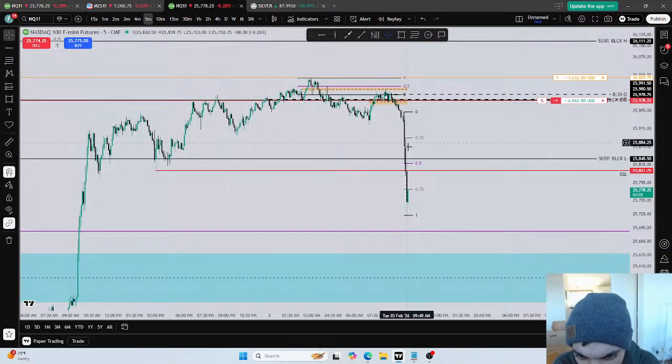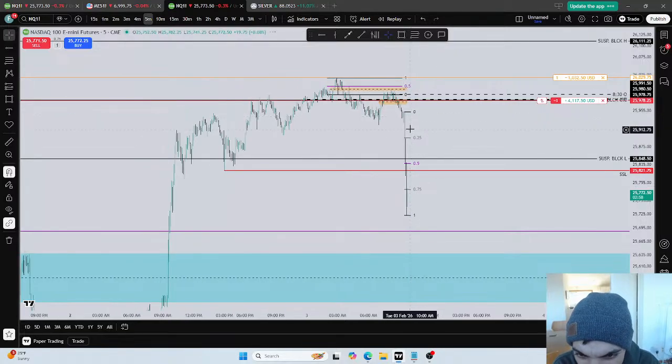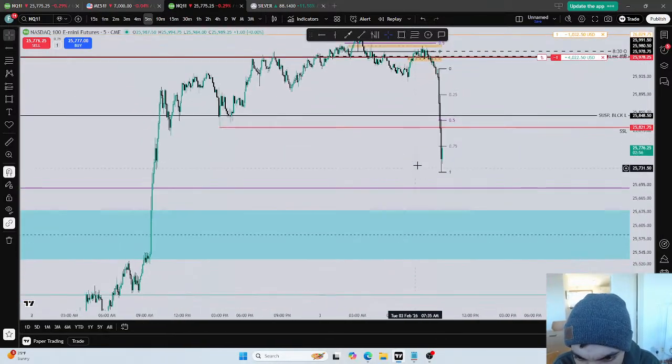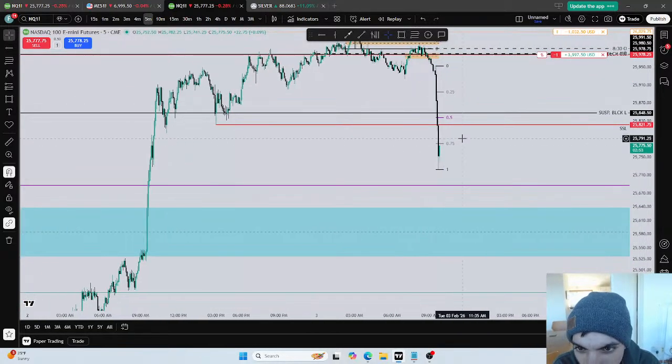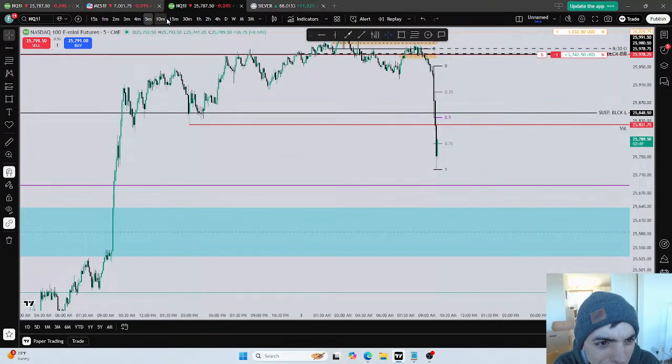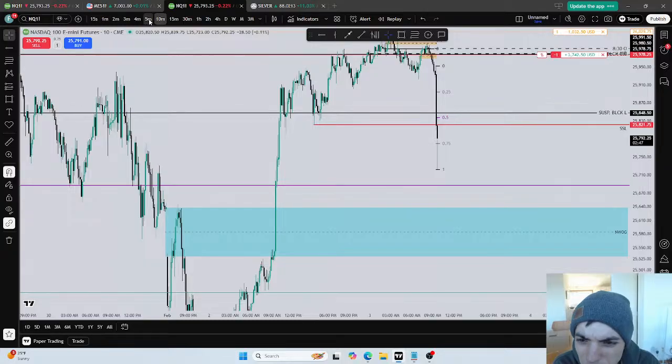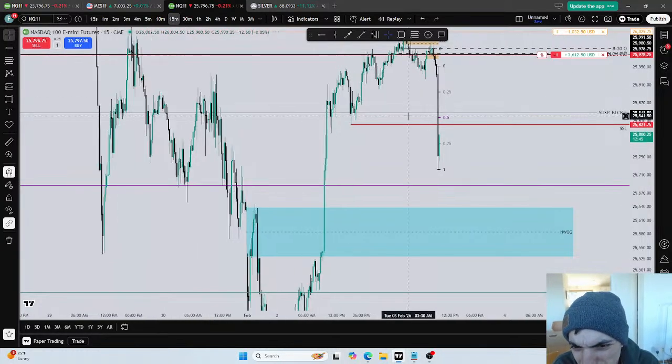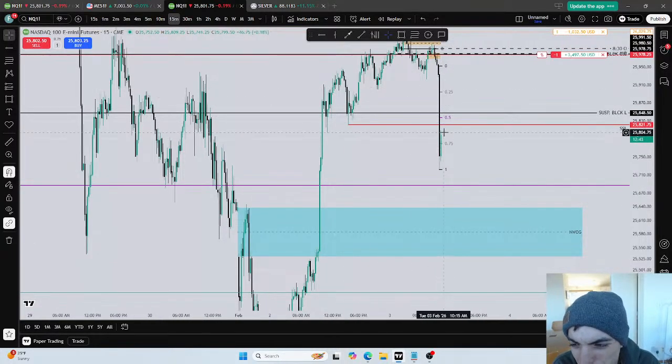It's a 5-minute candle here. It's a 5-minute imbalance here. Don't want to see us reach up into it. I want to see us continue accelerating, although I do anticipate some consolidation here and slight retracement. Still no 15-minute gap created.